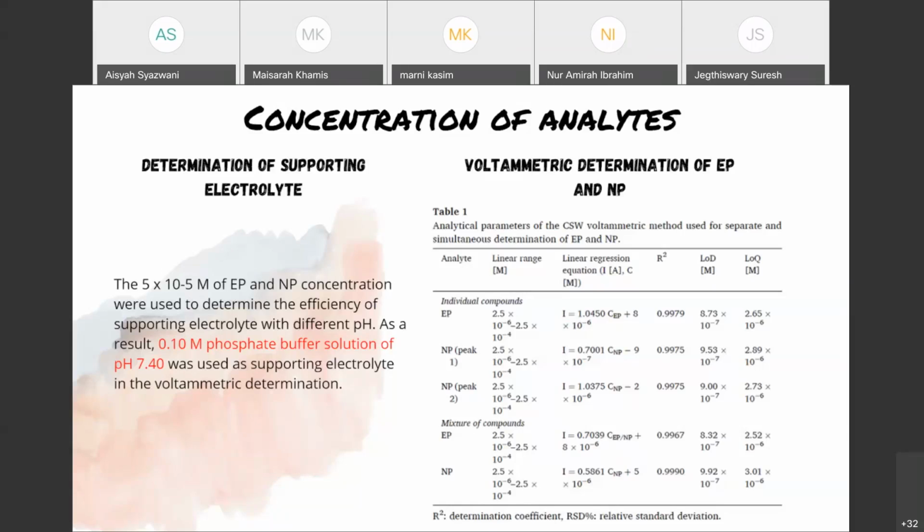Okay, as we can see here, for the individual epinephrine and norepinephrine compound, the concentration range starts from 2.5 to the power of -6 to 2.5 to the power of -4 molar. Okay, the same goes for the mixture of epinephrine and norepinephrine compounds, which has the concentration range starting from 2.5 to the power of -6 to 2.5 to the power of -4 molar. Next.